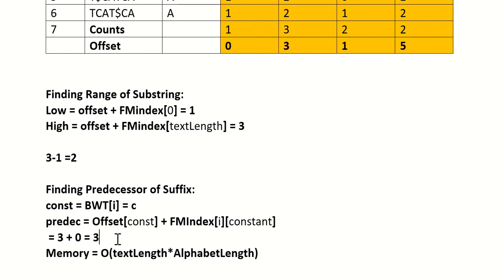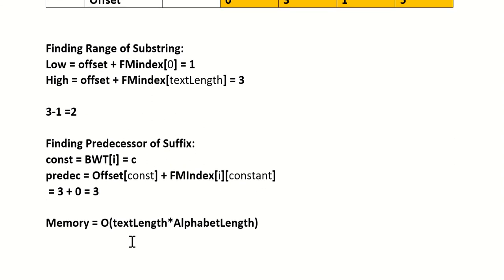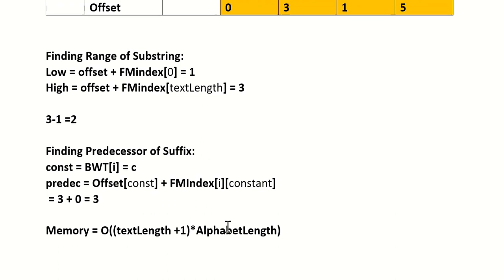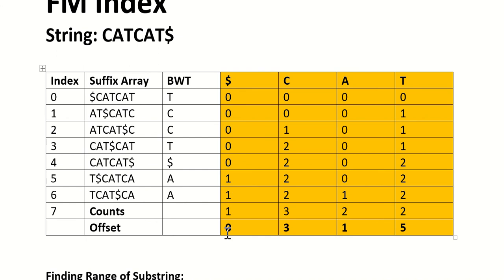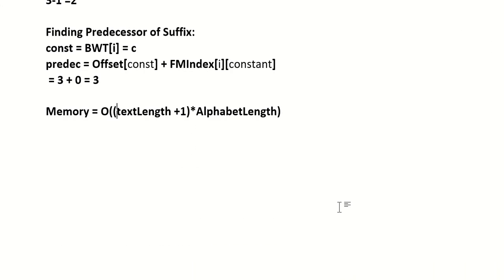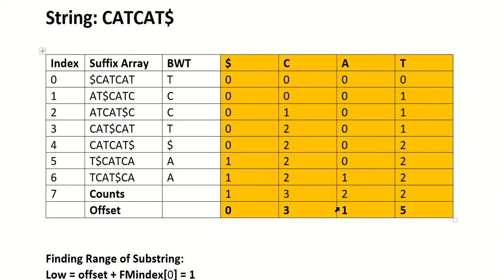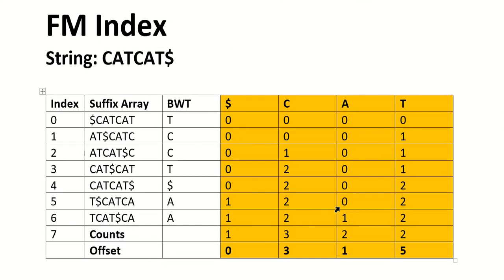Just a reminder, the memory that an FM index takes up is actually technically the text length plus 1 times the alphabet length, which makes sense because we have that going up and down. The offset is also saved, and it goes across this way. So I hope you enjoyed this video, and I hope you guys have good luck with FM indexes in the future.